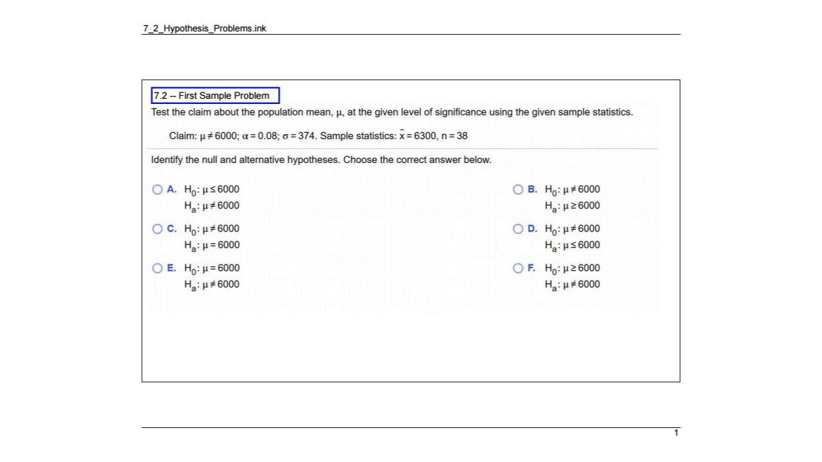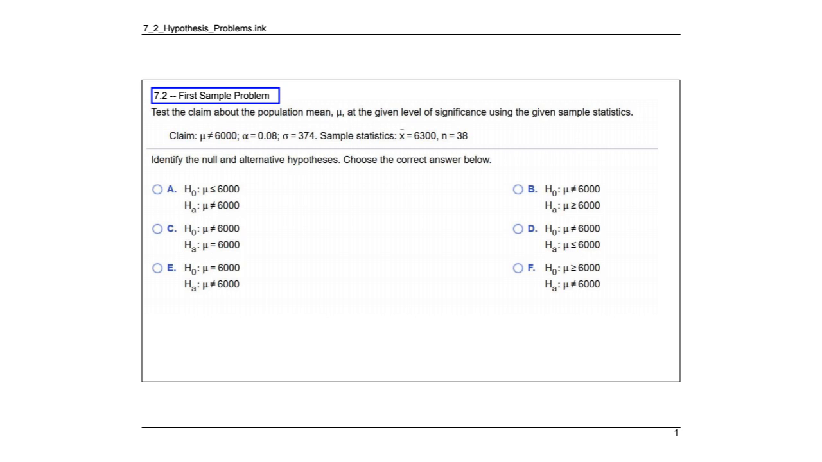Let's look at a few problems from 7.2 to just help you with the vocabulary and the decisions that you have to make with hypothesis testing. So with this first one, they give you the claim, they give you the significance level alpha, they give you the population standard deviation sigma, then they give you the sample statistics, so the sample mean and the sample size. So the first thing we have to figure out here is our hypothesis testing.